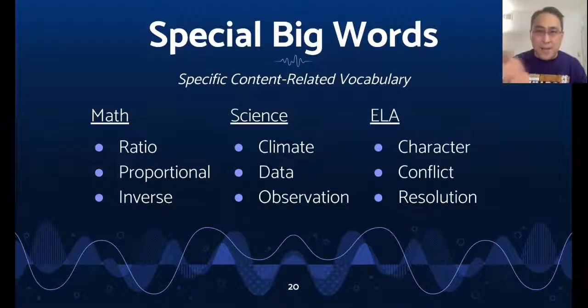These are some examples that you might see in the reading part right before it, or maybe the listening, speaking part right before your turn to talk. They'll give you an introduction and they might talk to you about climate and data and observation, or character, conflict, and resolution. They might say, in the story, there are three characters, or what is the conflict between Mike and Nancy? So they want to see if you can use those words.